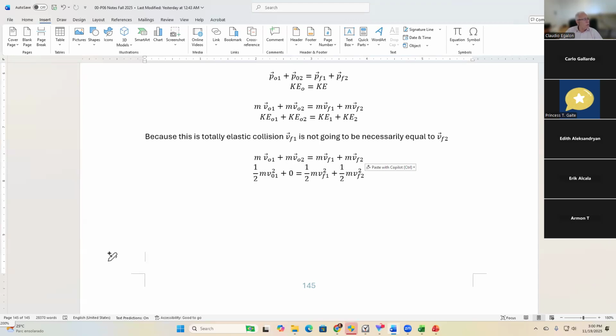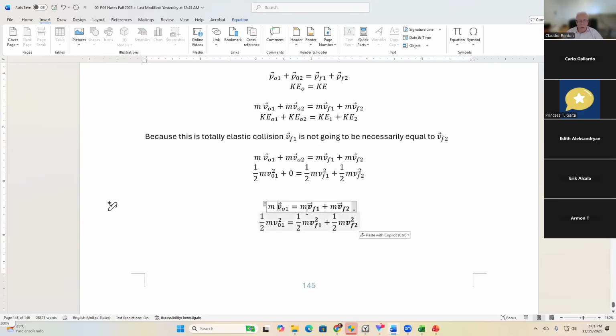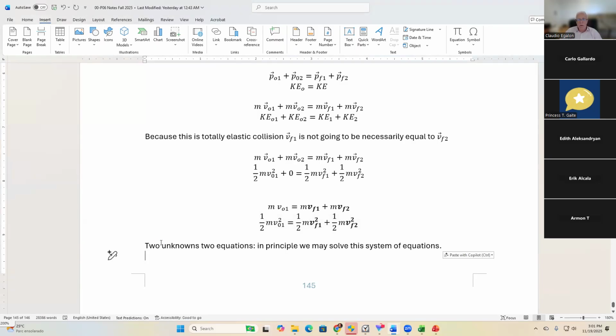Two equations, two unknowns. And what are the unknowns? The unknowns are exactly those parameters that are in boldface: V final of 1, V final of 2. And now I'm going to eliminate the vectorial notation because it's a one-dimensional problem. Every time that you deal with a one-dimensional problem, you don't need to put the vector notation there. Two unknowns, two equations. Most of the time that you have two unknowns and two equations, you can solve the equations completely.